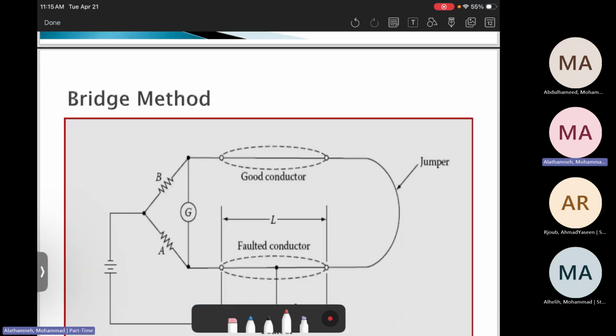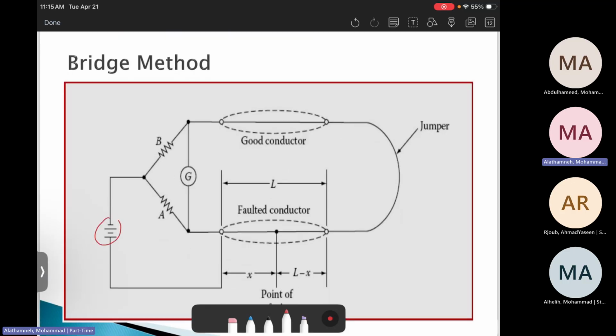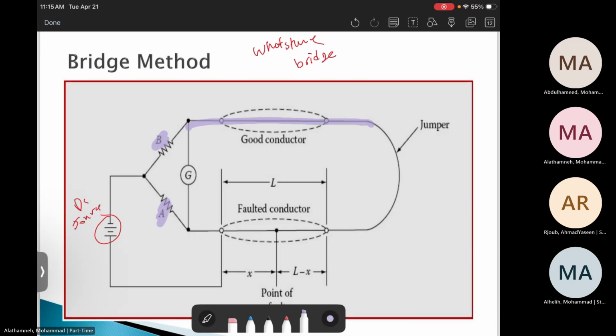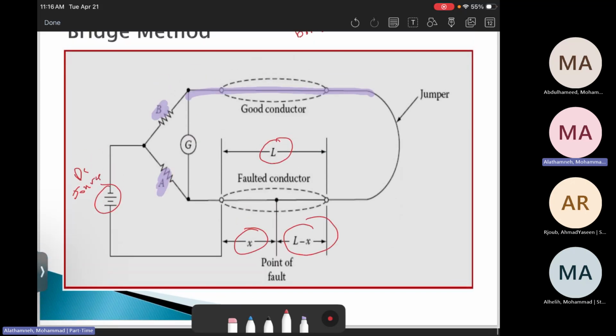So the overall idea: how can we identify the fault location by applying DC? This is a DC source. Then we use what is called the Wheatstone bridge. In the bridge, we have a predefined resistor Rb and another defined resistor Ra. This is the good conductor and this is the faulted conductor. The overall length of the conductor is L, the faulted conductor is L minus X, and the X here identifies the fault location.